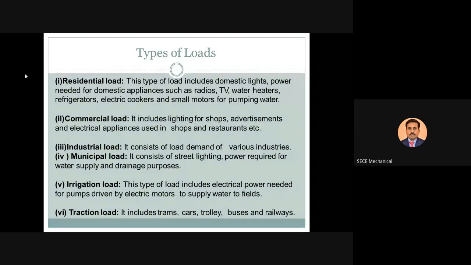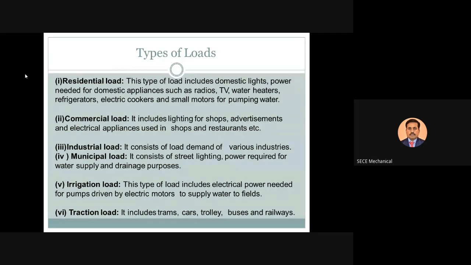So that power is called irrigation load purpose. That power can be used for agriculture irrigation purpose. So that type of power requirement we can call irrigation load. And the final one is traction load.